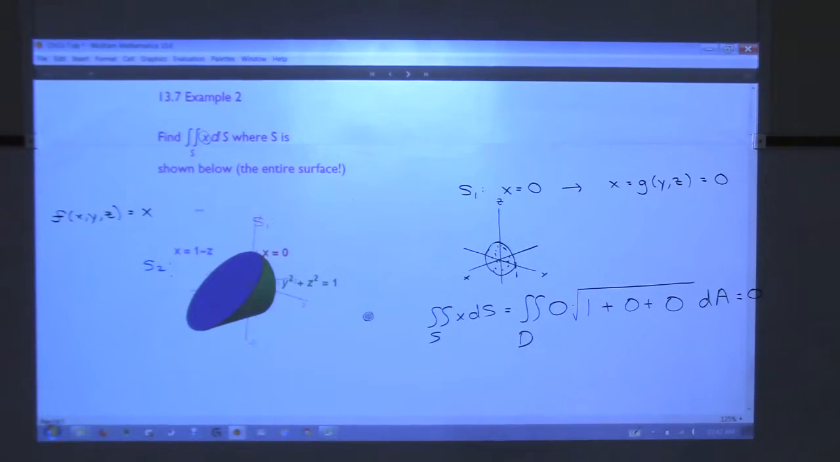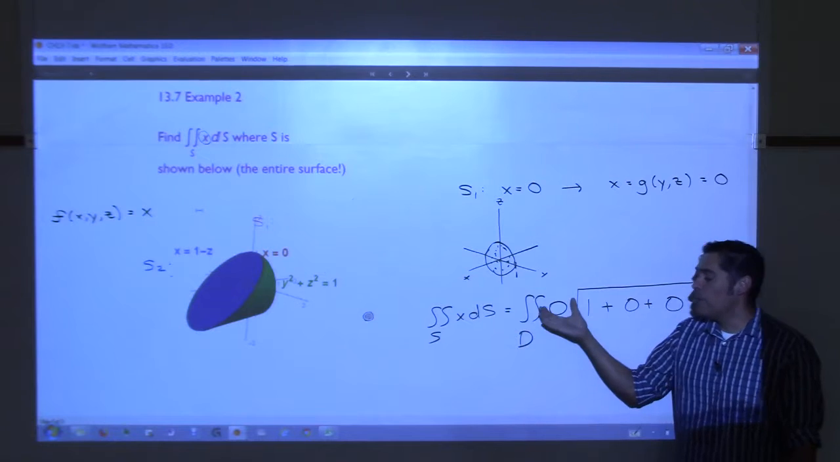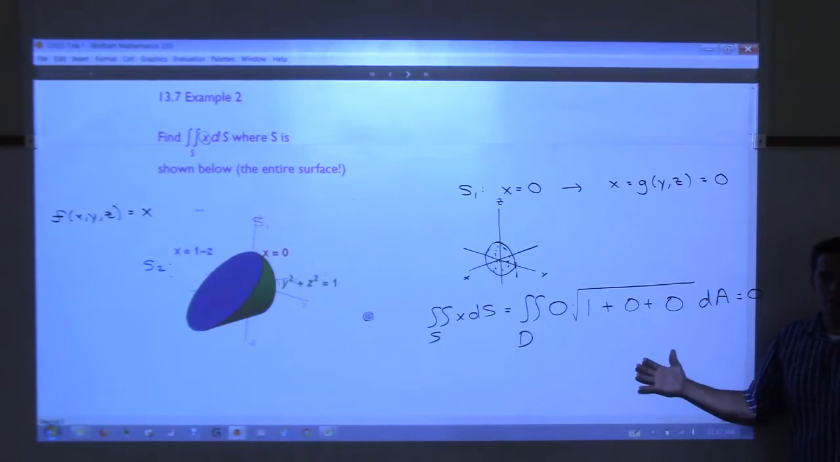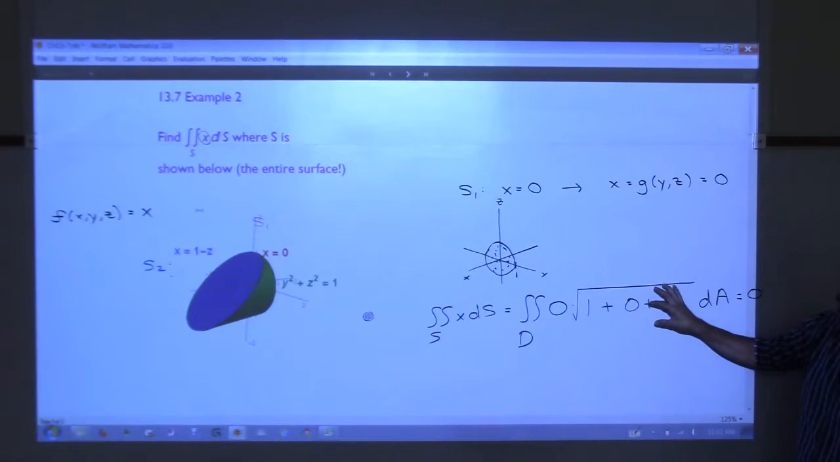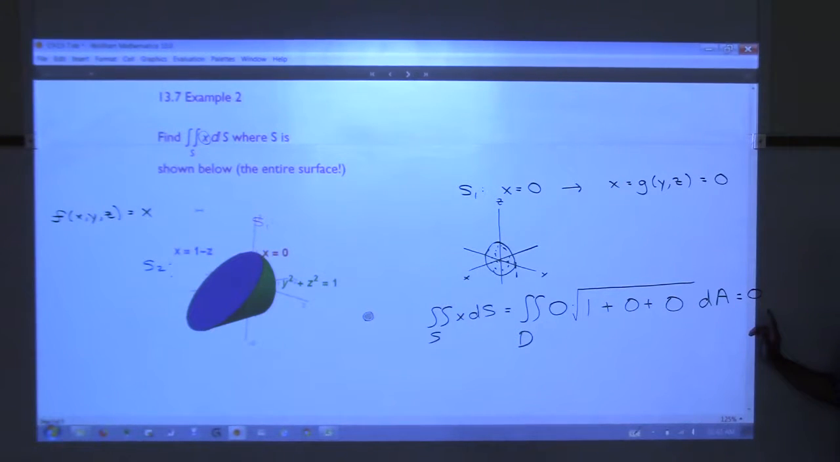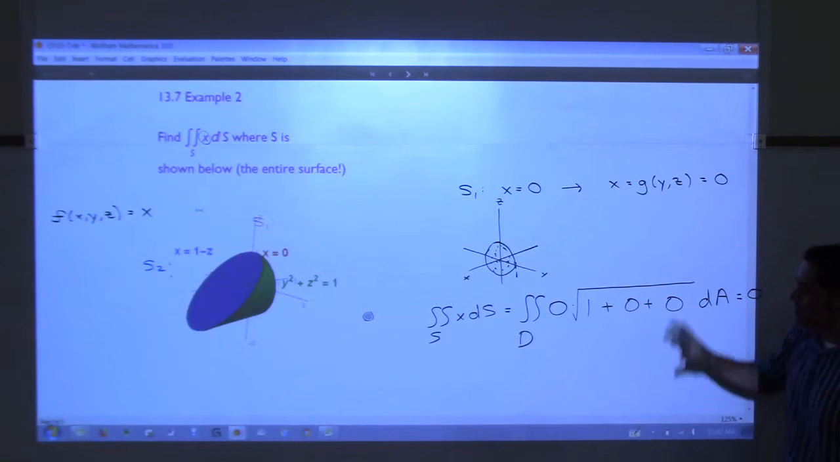Questions? We're not done. That's just S1. Eric, you got one? No? Now, just for the sake of thinking through, if this had not been 0, and we would have had to continue this problem, how would you have proceeded? Let's say this came out to be something. You would be looking at a double integral with respect to area, right? So how would you go about representing the domain of that surface?